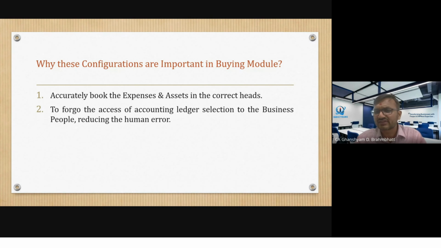Second is to forgo the access of accounting ledger selection to the business people, which reduces human error. Just imagine if I had not defined my expense account for the service item. When you create a purchase invoice, the system will ask you to define an expense account. This is a one-time activity. If you don't define it for your service item, then every time the system will prompt to define that account, and the first-level people, the purchase department, will have to link the accounting ledger. That is where the problem lies: people will not be able to define it correctly every time. If this one-time activity is done, you reduce human error.